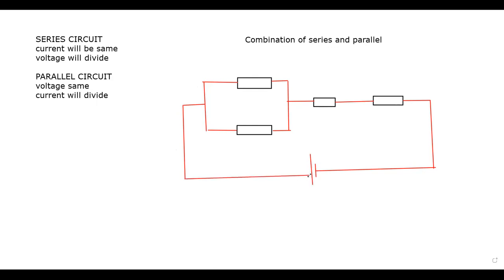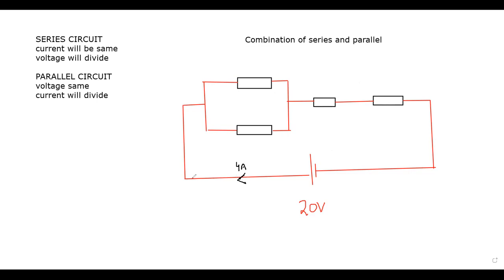So this is a circuit with a supply. For example, if I say this is a 20 volt supply, so the total voltage or EMF is 20. And these are resistors. If I say the total current coming out from the battery is 4 amperes.